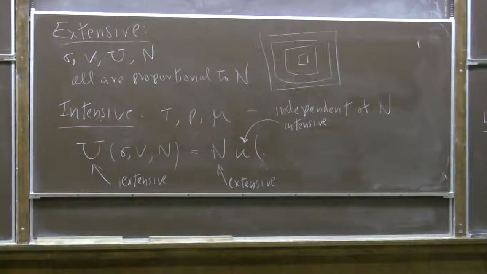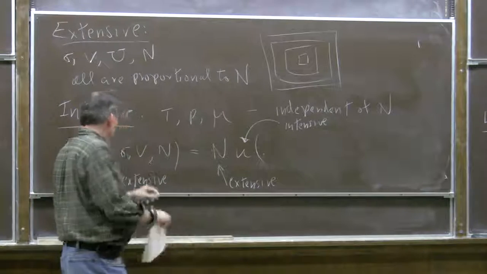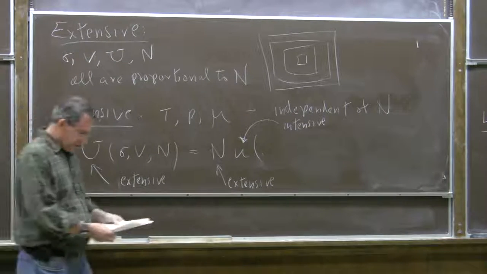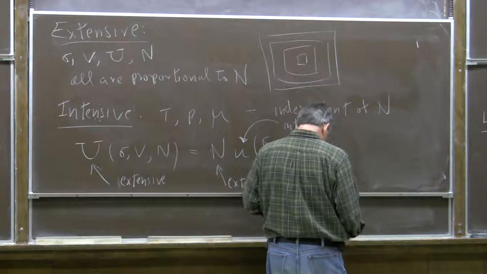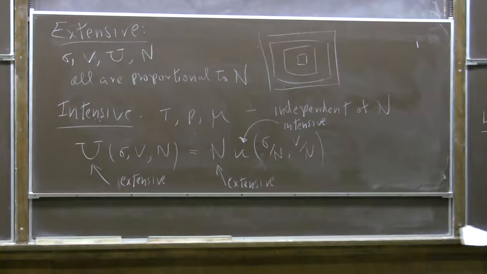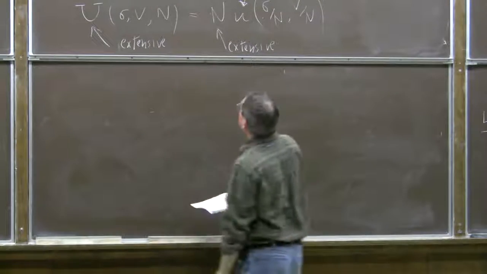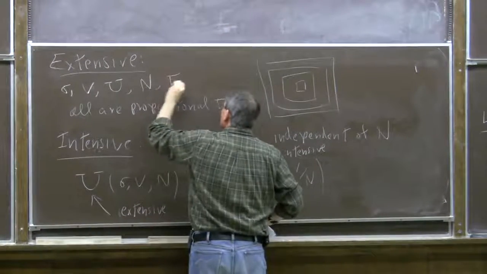Because it's intensive, I can write it as a function of quantities that are intensive. This quantity doesn't care how big the system is. So it's a function of sigma, V, and N, but it's only a function of the size-independent ratios of these quantities. So I can think of it as a function of the entropy per particle, sigma divided by N, and the volume per particle, V divided by N. Okay? And, of course, I can say the same thing about free energy or Gibbs free energy, which I can add to my list of extensive quantities.